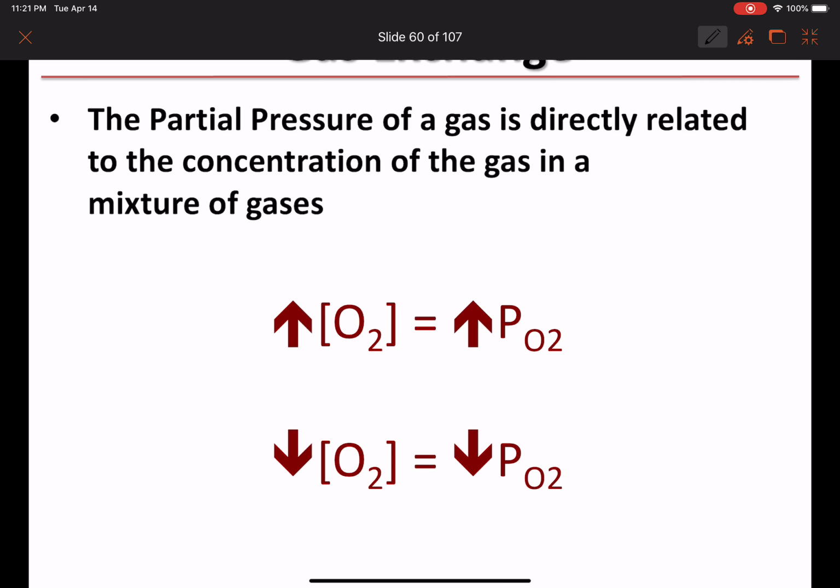As we said before, the partial pressure of any gas in a mixture of gases is dependent on its concentration in that gas. The more oxygen you have in any other type of gas, whether it is the gas in the alveolus or the gas in our atmosphere, the greater the partial pressure of oxygen. In turn, the lower the concentration of oxygen in any gas, the lower the partial pressure of that oxygen. And it need not be any more complex than that.